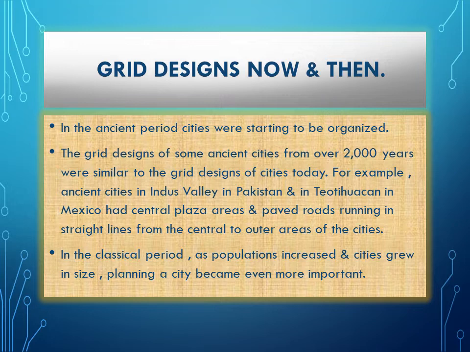For example, ancient cities in the Indus Valley in Pakistan and Teotihuacan in Mexico had central plaza areas and paved roads running in straight lines from the central to outer areas of the city. That means all those important public places were well connected with paved roads and they were running straight. The roads were meeting each other at right angles. What a city planning.